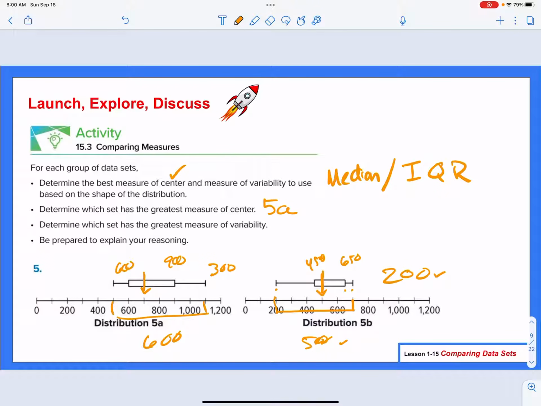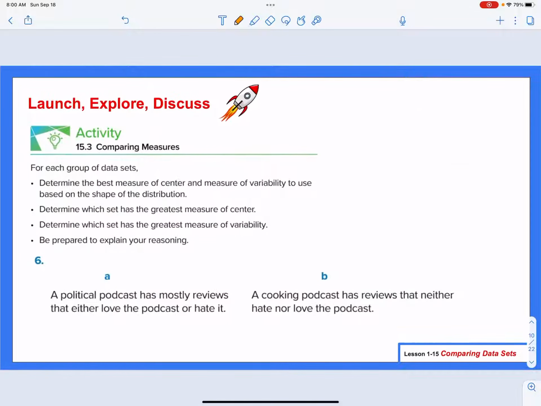The reason I look at both is because of those outliers. That outlier could extend a box plot further just because of one value. So that's why it's hard to say. But in this case here, we could probably be all right with saying that the interquartile range for 5A is going to be the larger one as well. So more variability for this one here. Okay? All right.